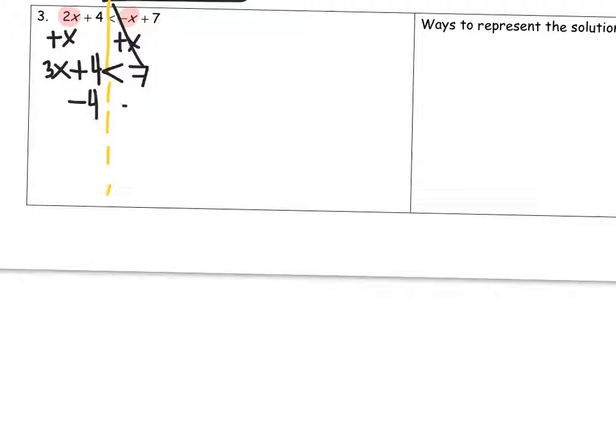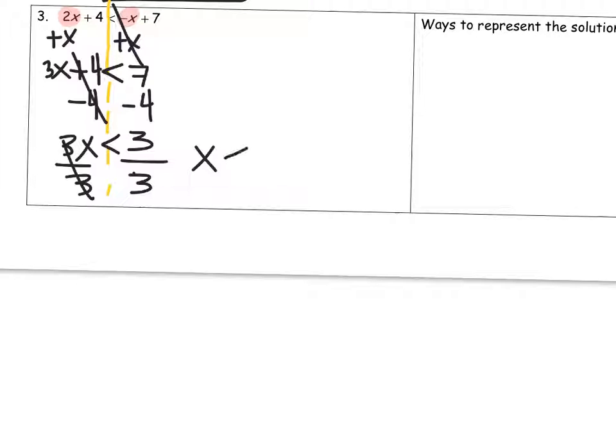Now I minus 4 on both sides, and I get 3x less than 7 minus 4 is 3. Lastly, I divide by 3, and I get x is less than 3 divided by 3 is 1. Or you could always write it, some of you guys like it better this way, with 1 first and then x.